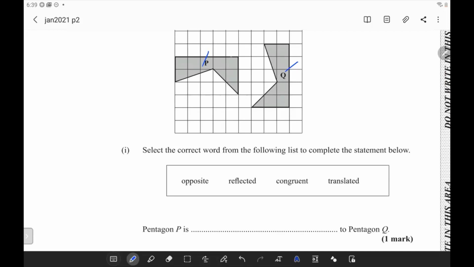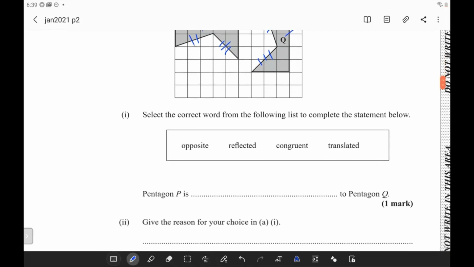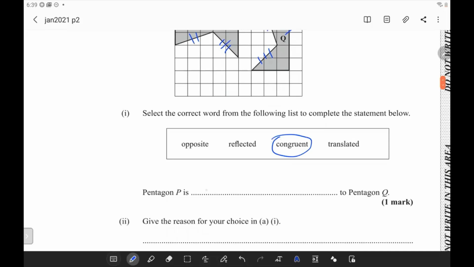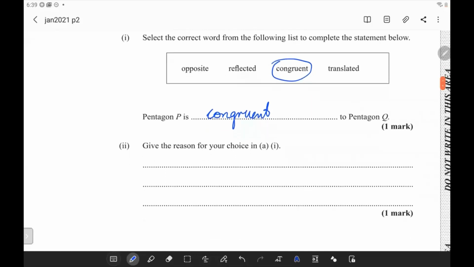This side and this side is the same. And this side and this side is the same. So if we were to superimpose P onto Q, we will get it exactly equal. And that means it is congruent. Right? And I'll just give the reason.